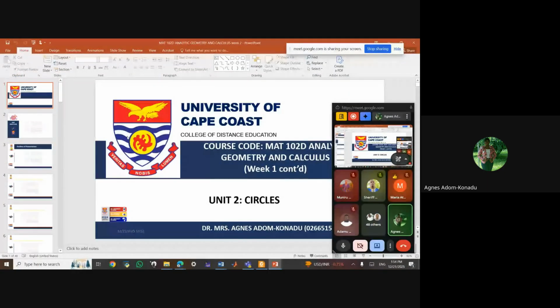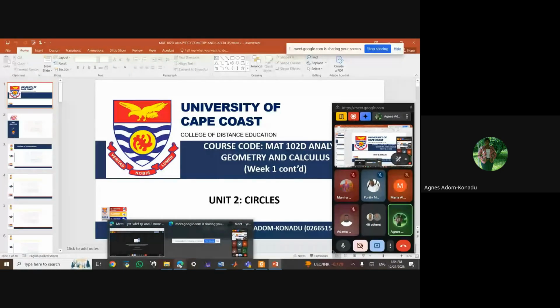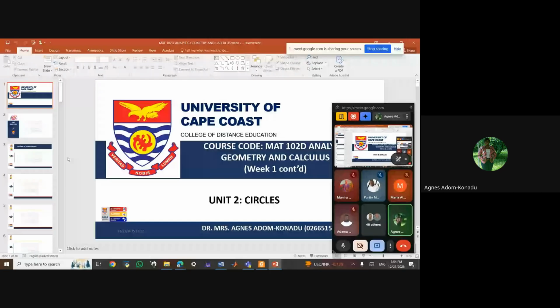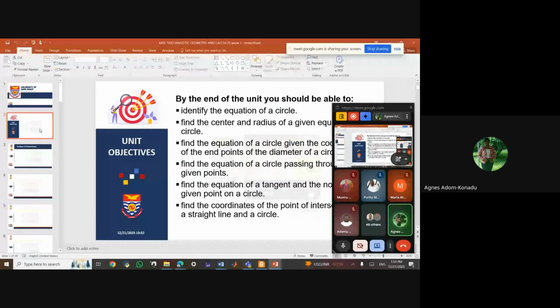So far, we know how to find the distance of a straight line or a line segment. You know the distance formula. You know how to find gradients, equation of a line, angle between two lines, relationship between lines, and others. So now we want to continue.